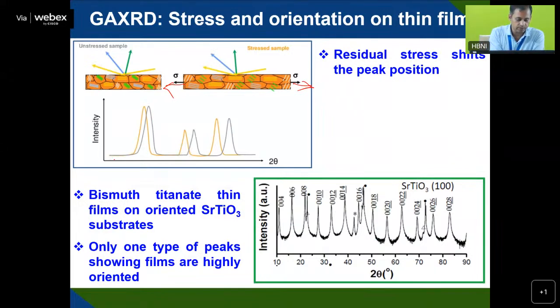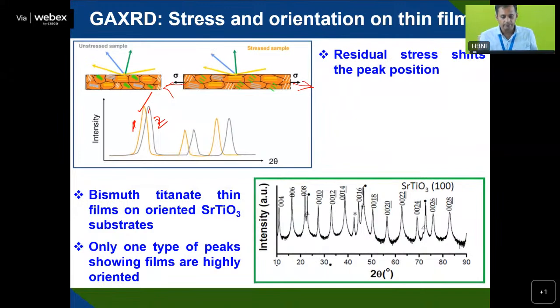You can see that here, without stress, this one is the first peak, and the second one is with stress. You can see how the peak is getting shifted. Sorry, the unstressed is the black one, and the second one is the stressed one. Because of the stress, this is a tensile stress, the peak is shifted to a lower angle. If it is compressive, it will shift to the other side.